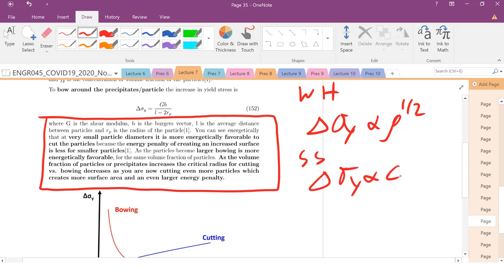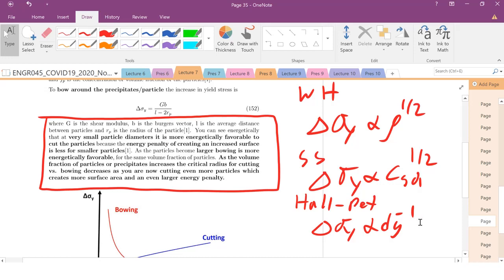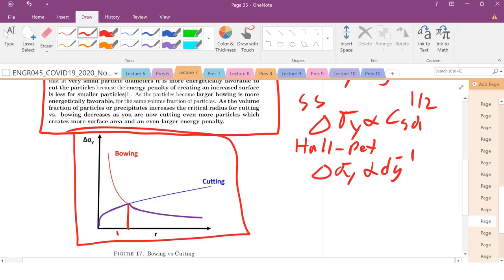For our grain size, so our Hall-Petch, we saw that change in yield stress was proportional to d_g to the minus one. And you want to have this idea of when do we bow, when do we cut in this diagram, and how will this R crit shift? So where will R_c go as we change different parameters, like the volume fraction and the size of particles? When do we cut, when do we bow around? That is critical here.